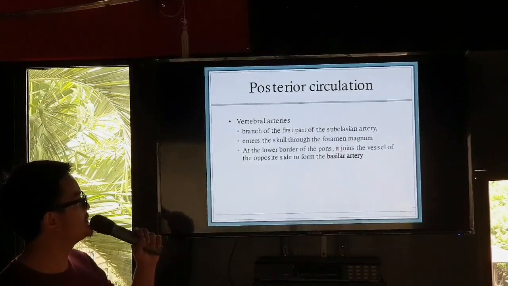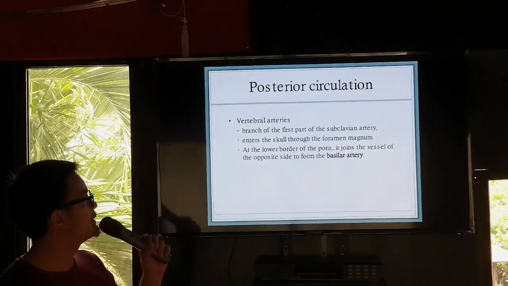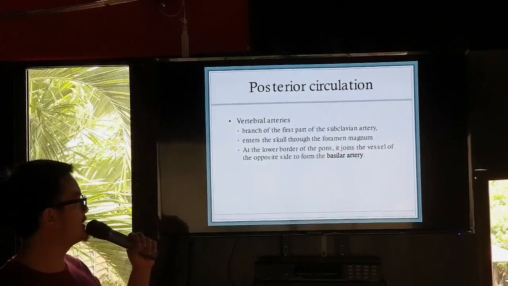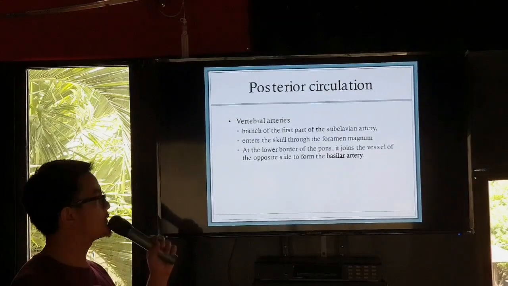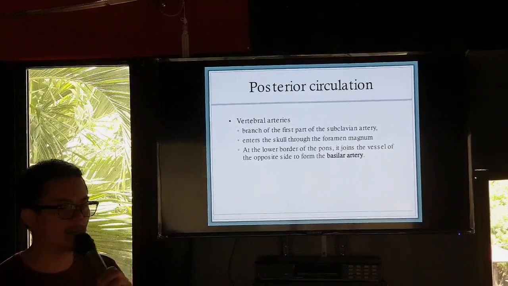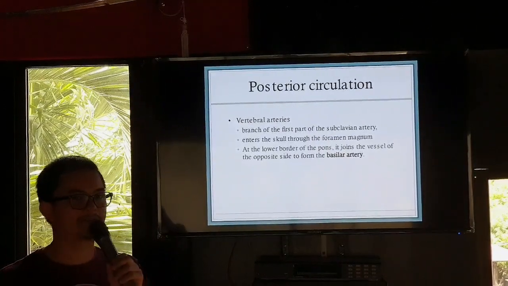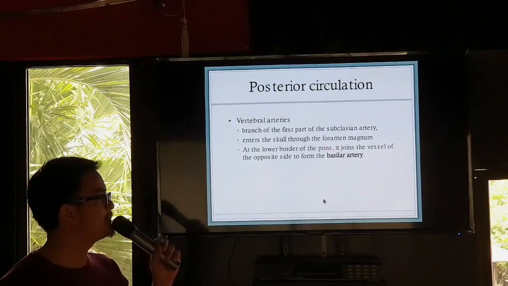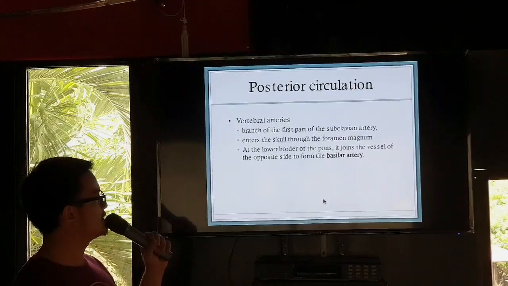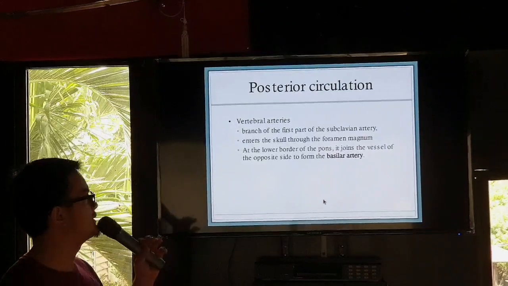The posterior circulation, branch of the vertebral arteries. The vertebral artery comes from the first part of the subclavian artery in the neck. It enters the skull, again, through the foramen magnum. At the lower border of the pons, it joins the vessel of the opposite side to form the basilar artery. So it's the basilar artery because it's located at the base.